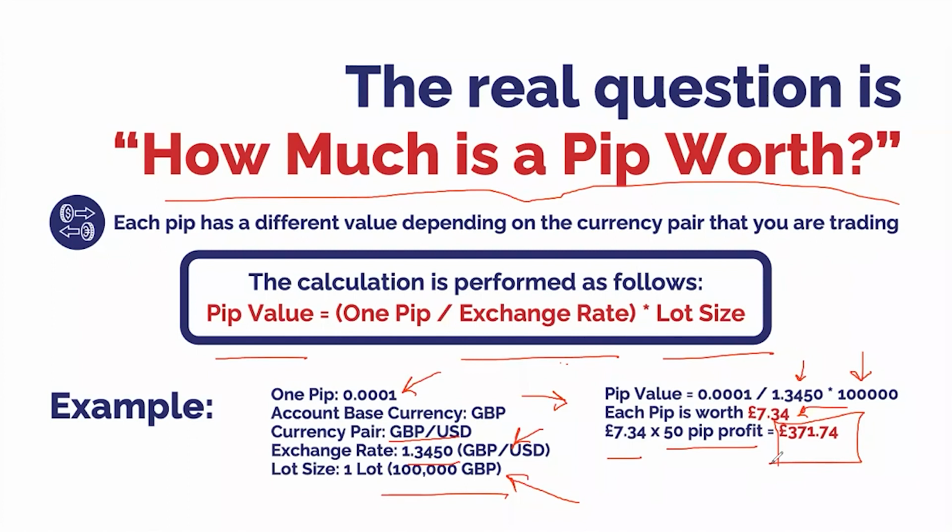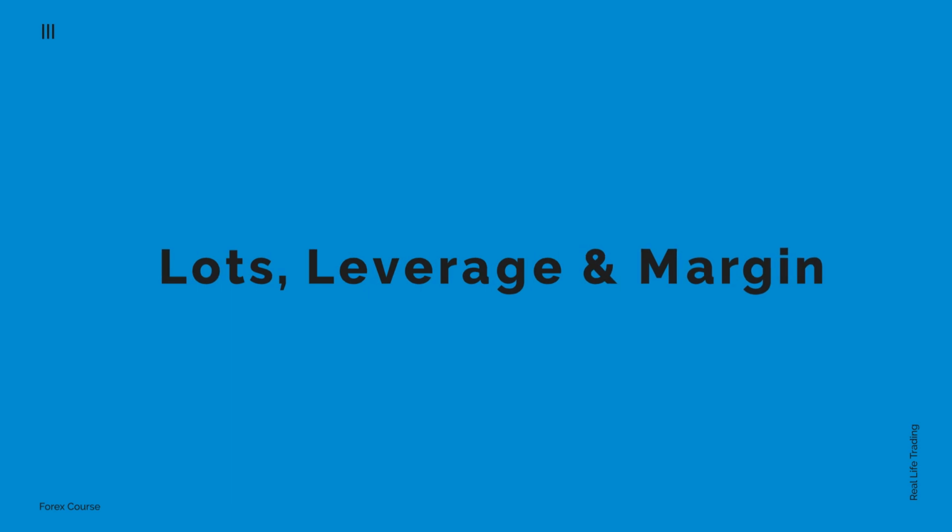But equally, you could lose £371.74 if we lost 50 pips like we did in the previous slide. So when we get onto that point, we'll talk about how you can mitigate against your risk, so you can always try to see upside potential. Next slide. Perfect. So great timing.